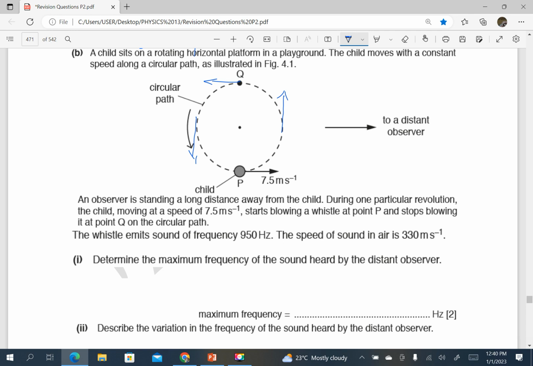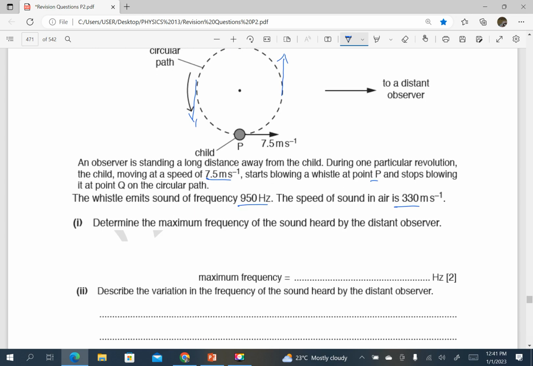During one particular revolution, the child, moving at a speed of 7.5 meters per second, starts blowing a whistle at point P. Note that at P is moving towards. And stops blowing it at point Q on the circular path. At Q is moving away. The whistle emits sound of frequency 950 Hz. That is the normal frequency. The speed of sound in air is 330. Determine the maximum frequency of the sound heard by the distant observer.